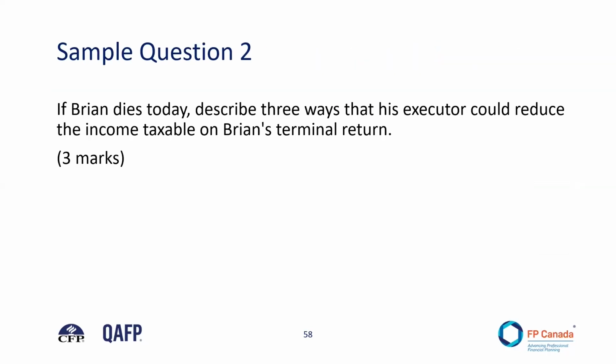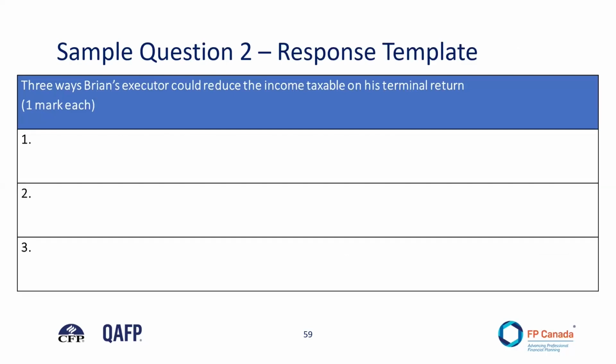The next question looks at tax planning opportunities. Again, it's based on the information provided in the case narrative. And here's the template for that question. The question asks for 3 ways to reduce Brian's taxable income, and 3 boxes are provided. Please put only one answer in each box, as any more than that will not be marked.